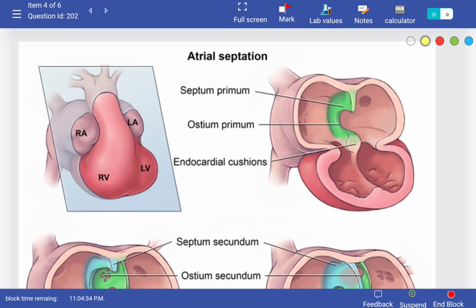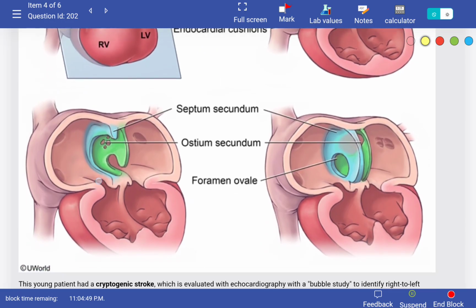Whenever there is atrial separation, this membrane over here is the septum primum, and this pore over here is the ostium primum, right? And these are the endocardial cushions, right? And if we go down, this one over here, which will form on the right side of the septum primum, is called the septum secundum, right? And the ostium secundum is formed inside the septum primum, and the foramen ovale is formed inside the septum secundum, right?